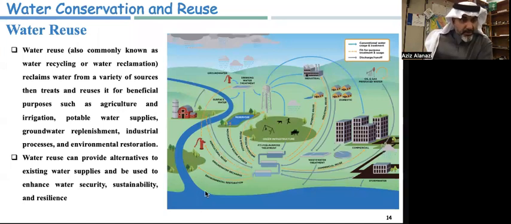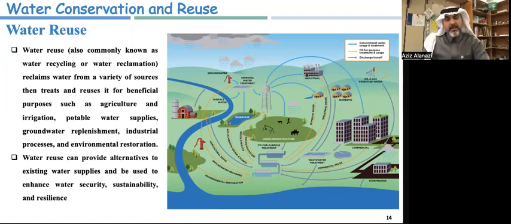More on water reuse. Water reuse, also commonly known as water recycling and water reclamation, is very beneficial. Water reuse provides an alternative to existing water supplies. Many areas, in Singapore, globally, and in California, have started relying on water reuse. There are many approaches for water reuse. You can use it after completely treating your water.